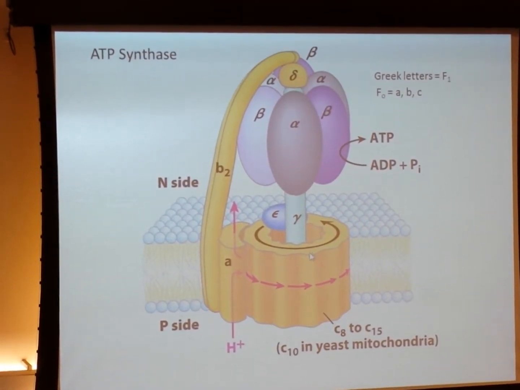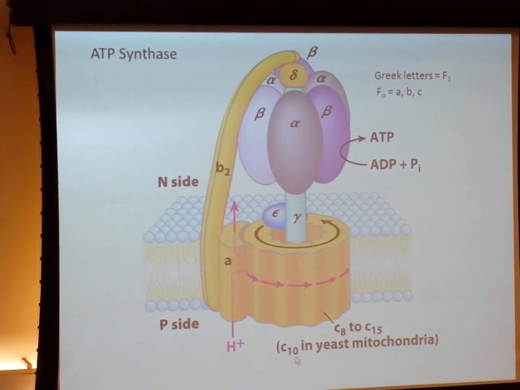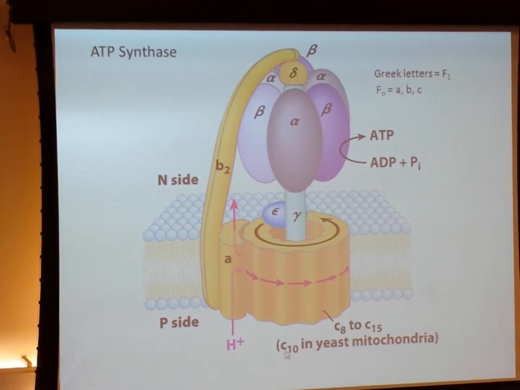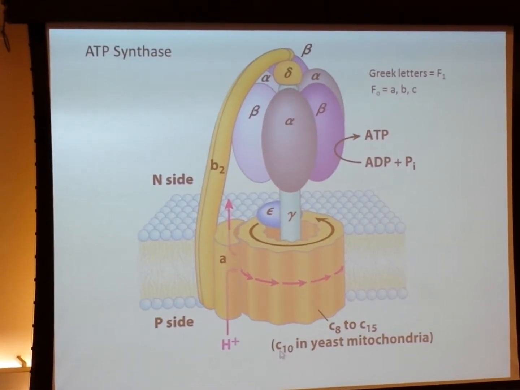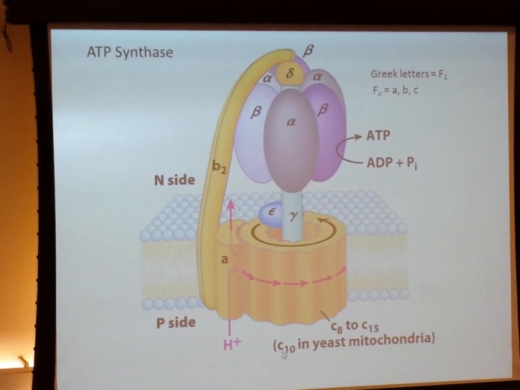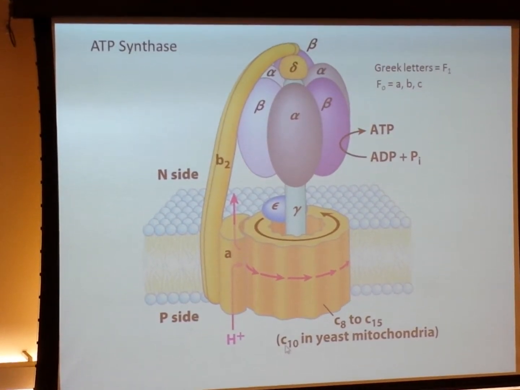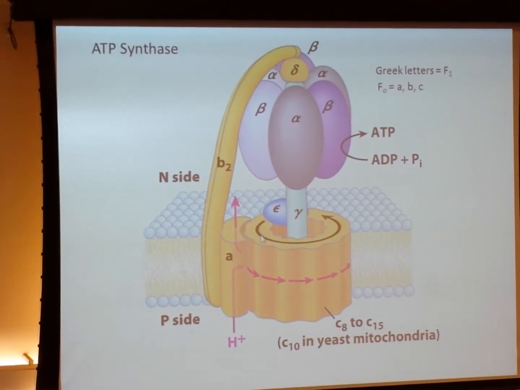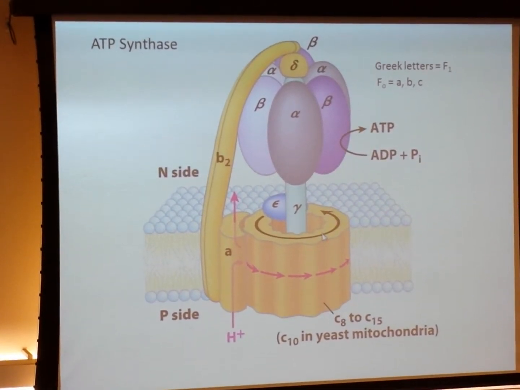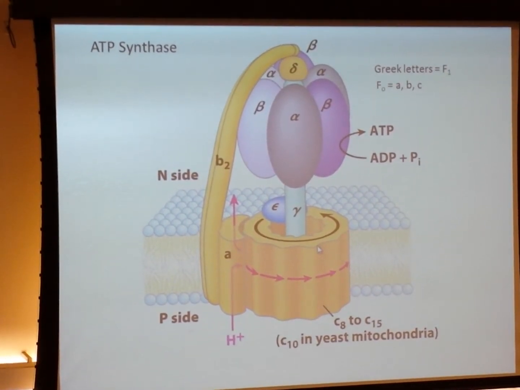So here, this diagram is showing it for yeast mitochondria. And we'll focus our attention on the yeast cells. Okay? Yes? Yeah, in other words, what's moving here are these C's. So let's talk about these C's. Let's pretend we're talking about the yeast. There's 10 of these C subunits.